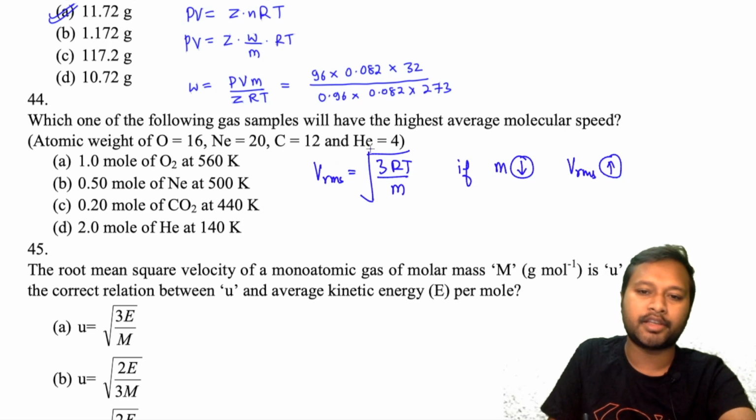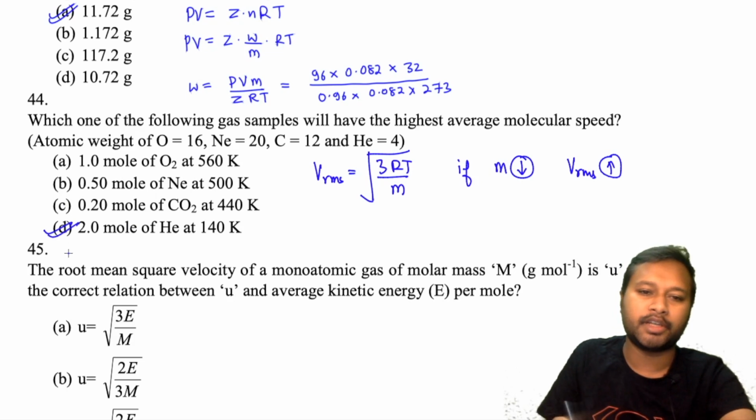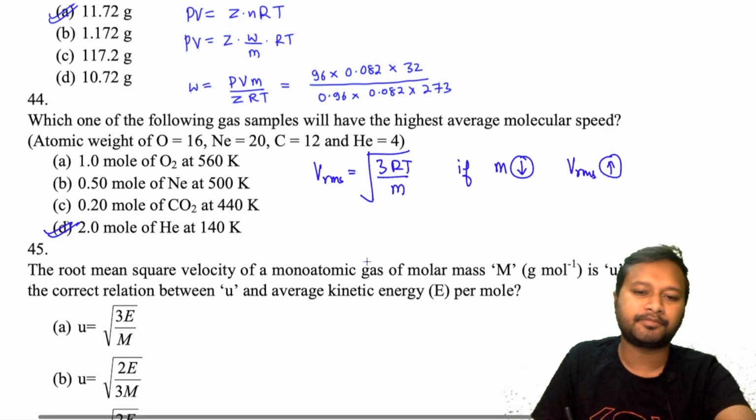The least one is helium, so its VRMS will be highest. So the answer is going to be option number D, because that is going to have the least molecular mass.